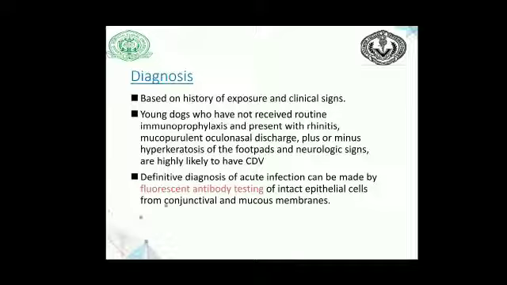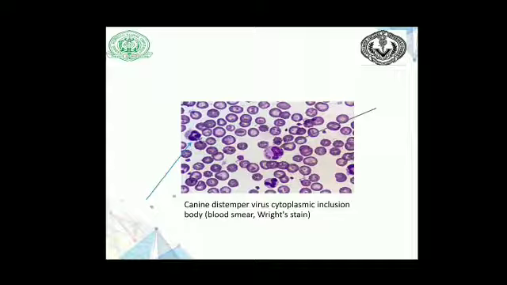Definitive diagnosis of acute infection can be made by fluorescent antibody testing of intact epithelial cells from conjunctival and mucous membrane. Here we can see inclusion bodies present in the blood of affected dogs. The arrow marks are depicting it.